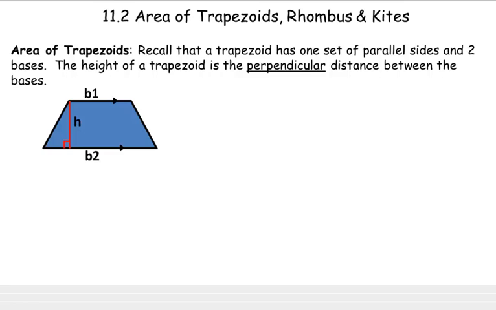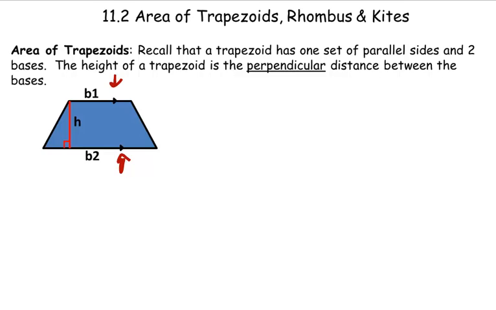Okay, hello everyone. We are working on section 11.2 now, area of trapezoids, rhombus, and kites. And let's remember from the last unit that trapezoids are a quadrilateral that has one set of parallel sides, and we know that these are parallel from the little triangles right there on the sides. So one set of parallel sides and two bases. And so we're going to label these base 1 and base 2.